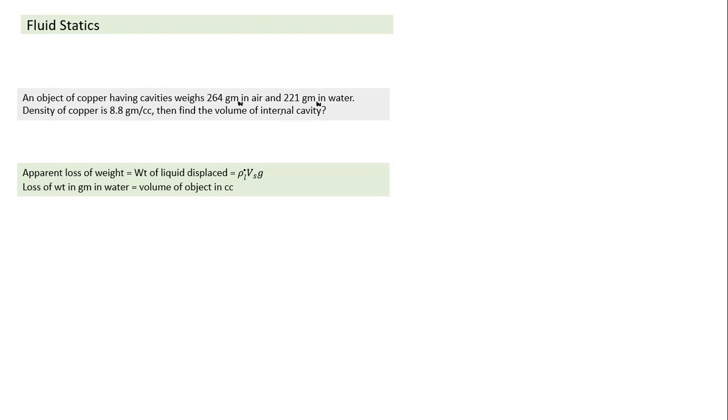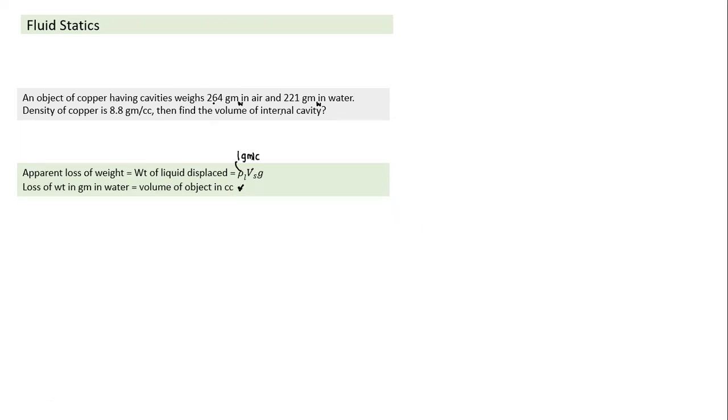When we calculate for water, the density is 1 gram per cc, and if I take the volume also in cc, this is what we obtain here. So the loss of weight in gram: because 1 gram is equivalent to 1 cc, the loss of weight is equal to 43 gram. It is 43 gram because it has displaced 43 cc of water. So the loss of weight in gram in water is equal to the volume of the object in cc. It's a very simple thing, and we should keep it in mind.